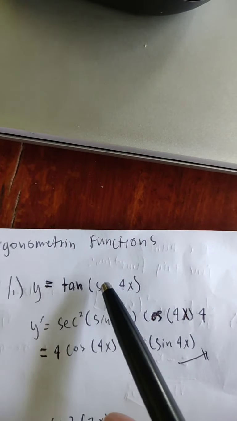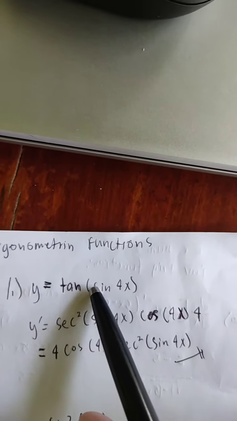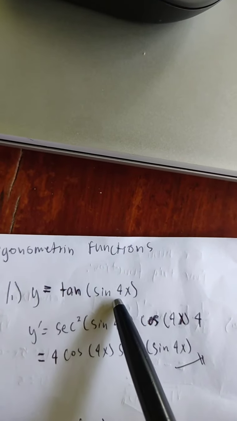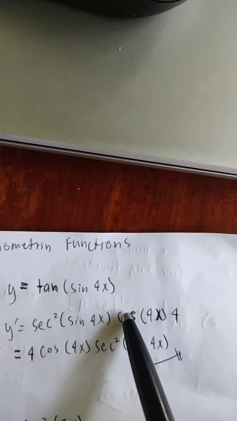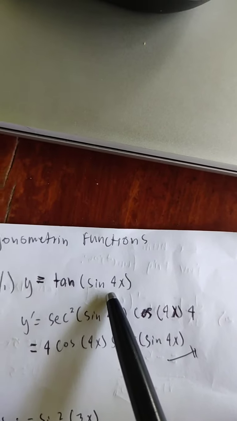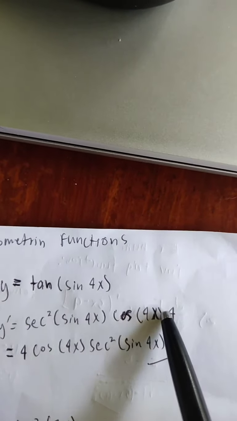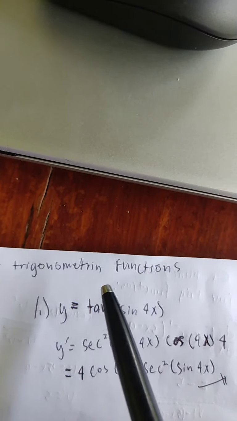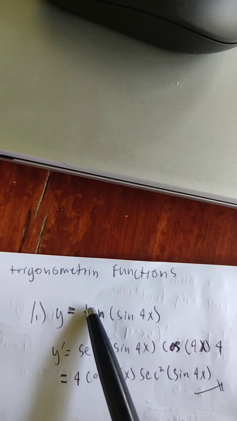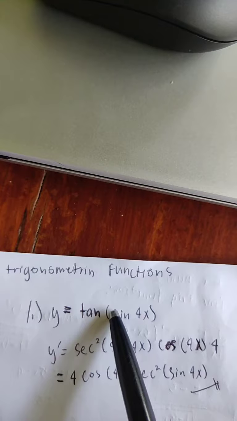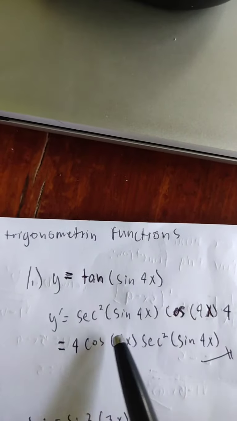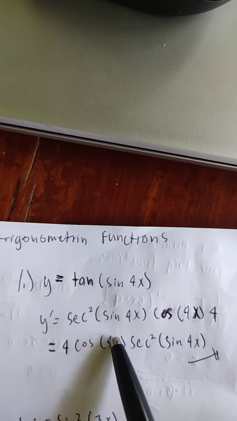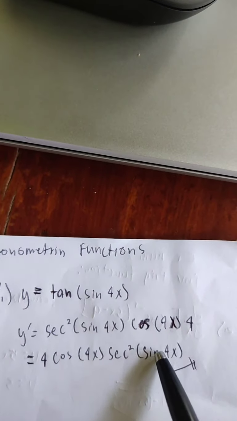And the derivative of sine is cosine. The angle for sine will be 4x, so we just put 4x after cosine, cosine of 4x. And the derivative of 4x is 4. So basically, we just got the derivative of each term: the derivative of tangent, the derivative of sine, and the derivative of 4x. So all in all, that would be equal to 4 cosine 4x times secant squared of sine 4x.